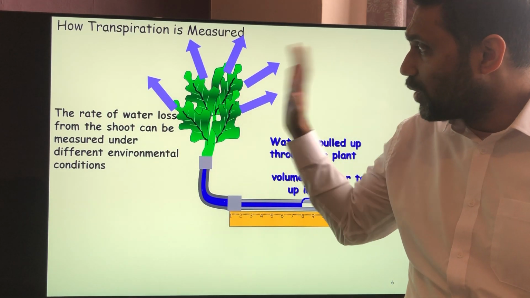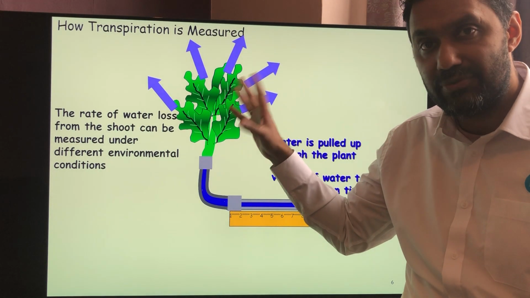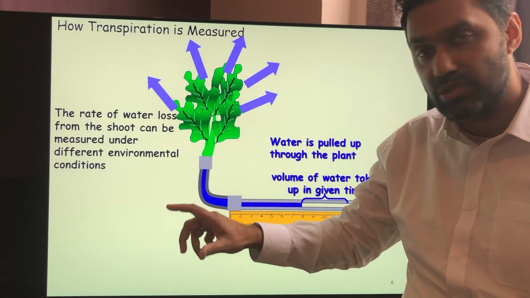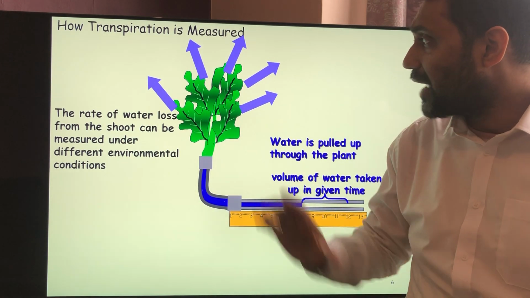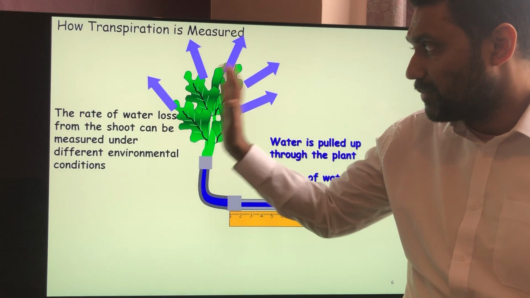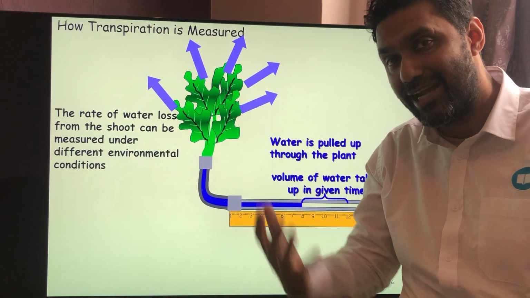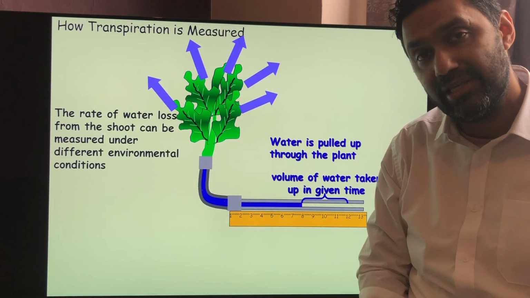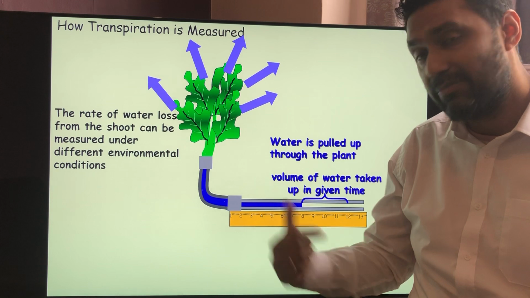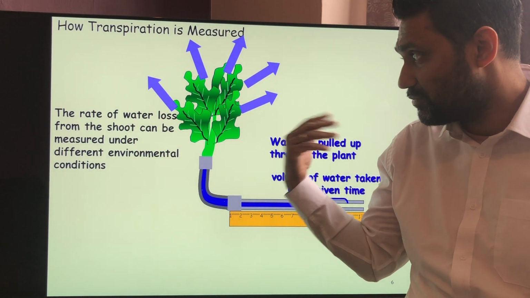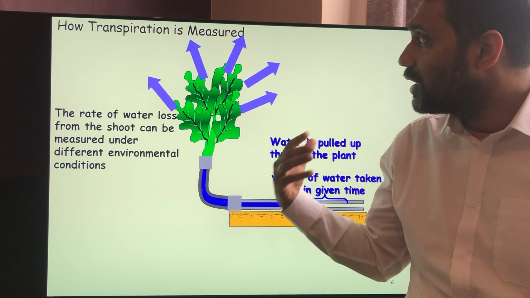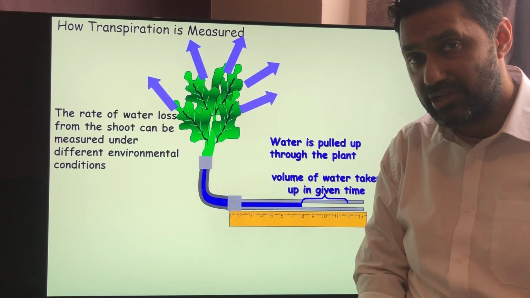So I can have maybe one lamp shining on it, then 2 lamps, 3 lamps, 4 lamps, or have one lamp and change the voltage on the power pack to change the brightness of the bulb. You can have the lamp close and then move it further away. So you can change the light intensity and see how that affects the transpiration rate, how fast that bulb moves. You could also change the temperature, so you can have it at varying temperatures in the room to see how that affects the rate of transpiration.